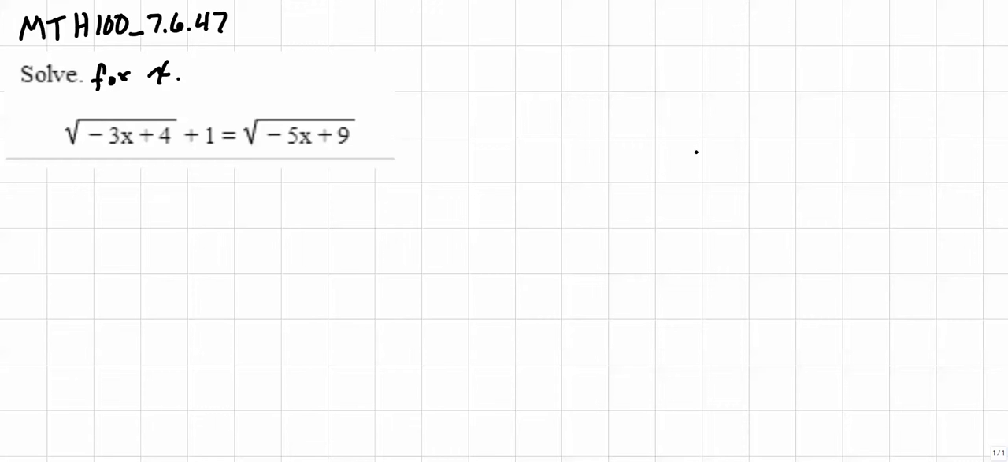In order to get to the x to solve it, we need to peel away those square roots. And the only way to do that is by squaring both sides. Notice, however, that when I square the left-hand side, there is a plus 1. That means that this right here is a binomial squared.